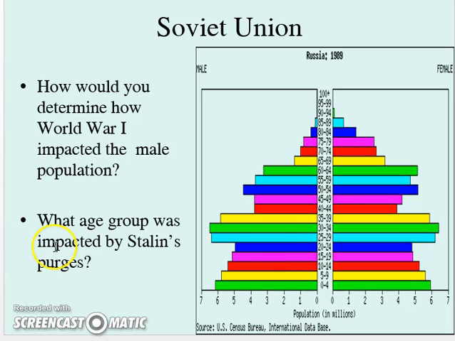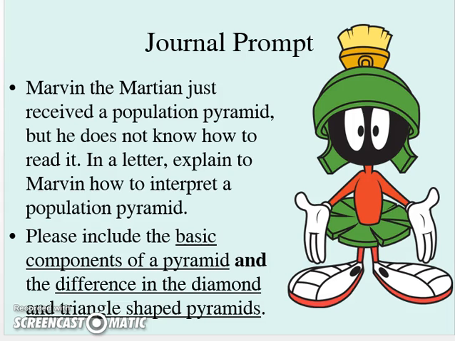It's very interesting to look at these. Finally, you have an activity to do. The prompt here, it's a journal that you need to write, is that Marvin the Martian just received a population pyramid, but he does not know how to read it. So write a letter to Marvin and explain to him how to interpret a population pyramid. Make sure you use that graph where you labeled all the components of the pyramid and tell him the difference between a diamond and a triangle-shaped pyramid and what that means for the country that it represents.